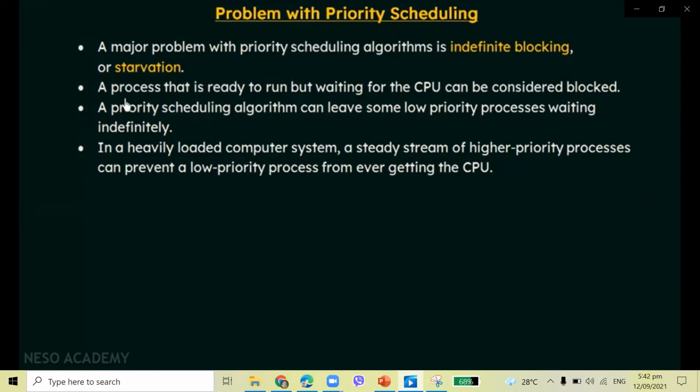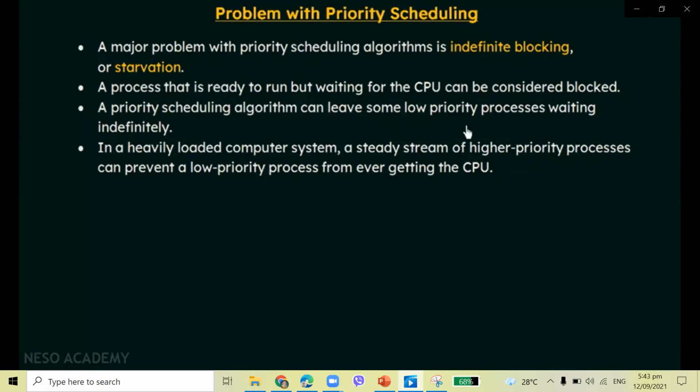Let's see. A process that is ready to run but waiting for the CPU can be considered blocked. So when a process is waiting and is ready to be run but has not yet got the CPU, it is considered a blocked process. Now, a priority scheduling algorithm can leave some low priority processes waiting indefinitely. So this is the problem that we have. There are processes waiting in the ready queue, ready to be executed and waiting for a CPU. But if there are some low priority processes waiting in the queue and there are many other processes with higher priority as compared to this low priority process, then what will happen?